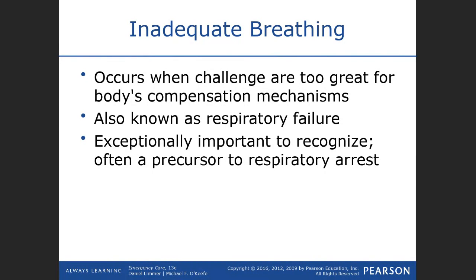So that's respiratory failure. Respiratory arrest is straightforward. Arrest means stop. That's what the word arrest means. It means to stop. So respiratory arrest means the patient's respiratory system stopped working. There is no movement of the chest. There is absolutely no movement of the chest at this point.